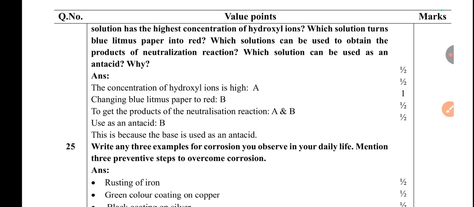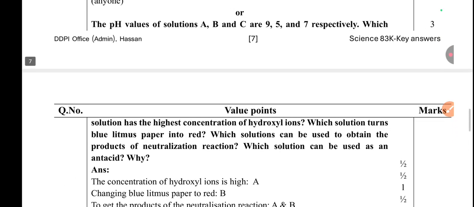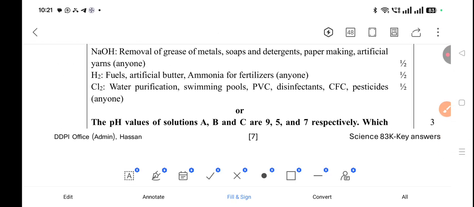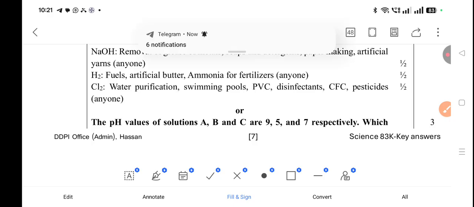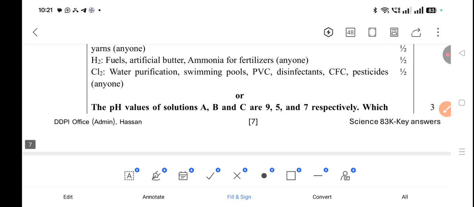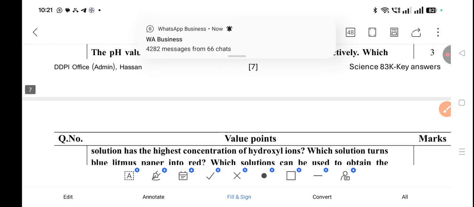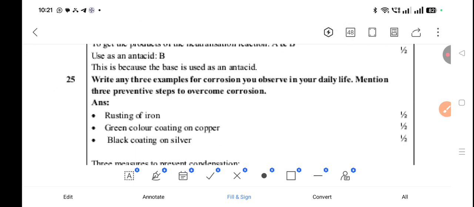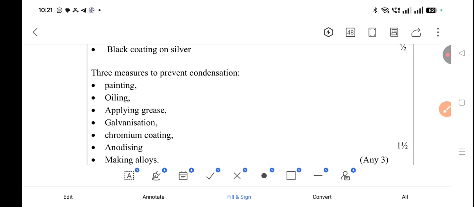The concentration of hydroxyl ions is high in A because its pH is 9. Out of 9, 5, 7, which has the highest pH? 9 only. That's why it's a base, which means it has more hydroxyl ions.